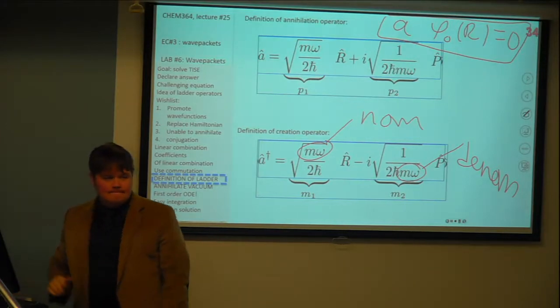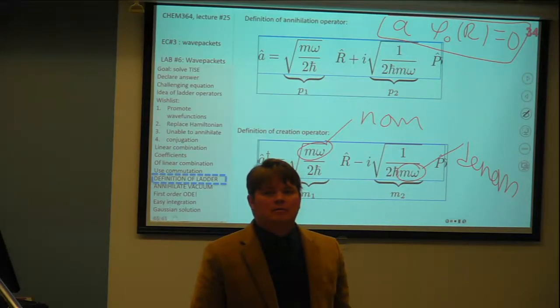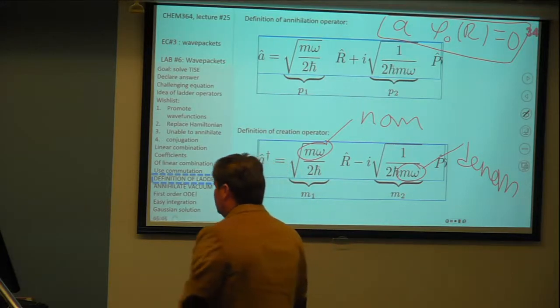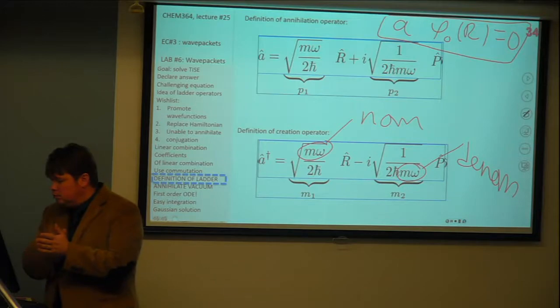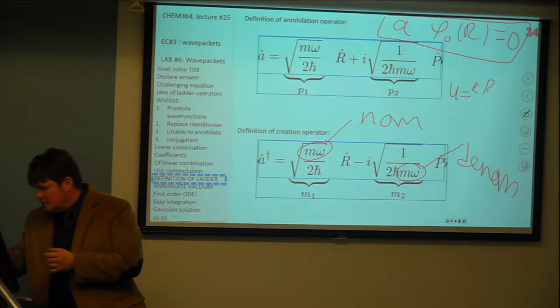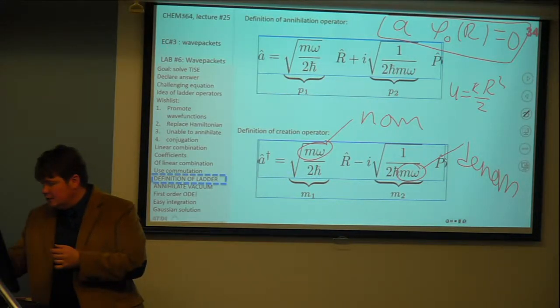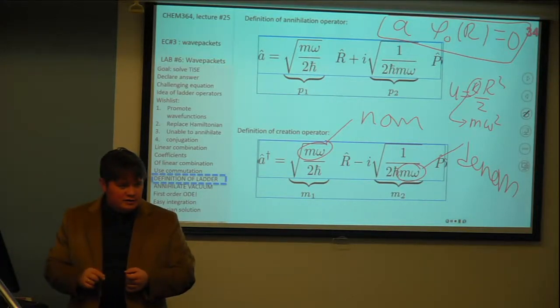Before we move on, M equals mass, W equals angular momentum, correct? No, not momentum, angular frequency. So potential energy is K r squared over 2, where K is the elasticity constant, right? And this elasticity constant can be replaced by mass times frequency squared. But frequency is how often it oscillates forth and back.